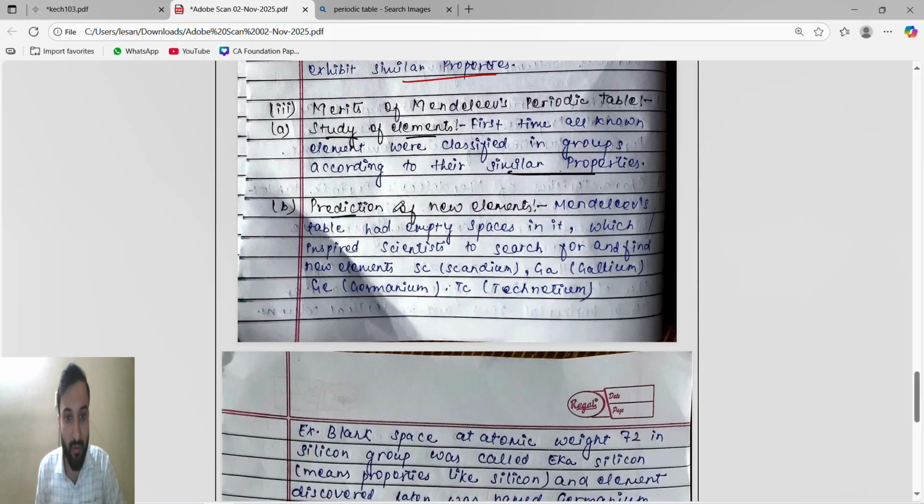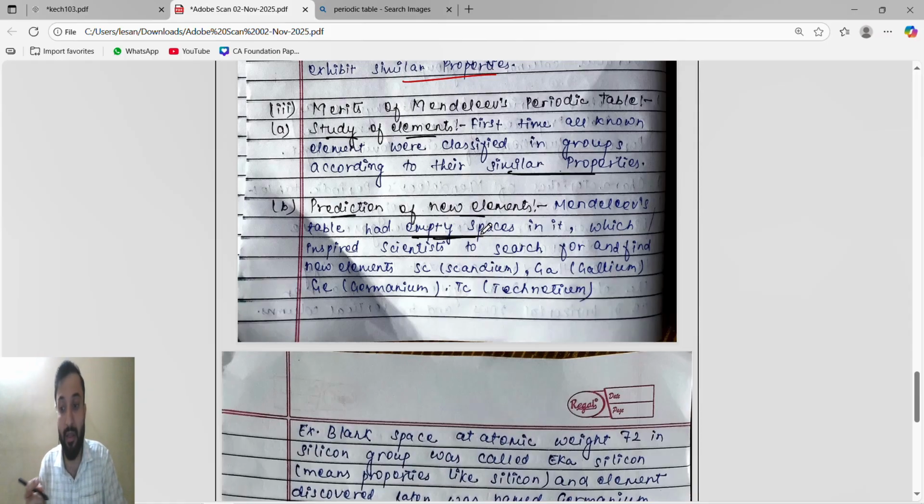Next was the prediction of new elements. So Mendeleev's table had left spaces. Mendeleev, I call him Mendeleev Baba. He knew the future. First time in history, all known elements were classified in a group according to similar properties. Similar properties they arranged in a group.